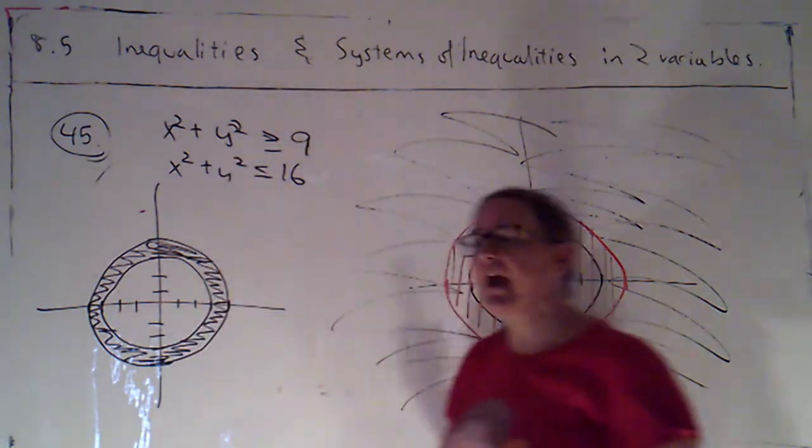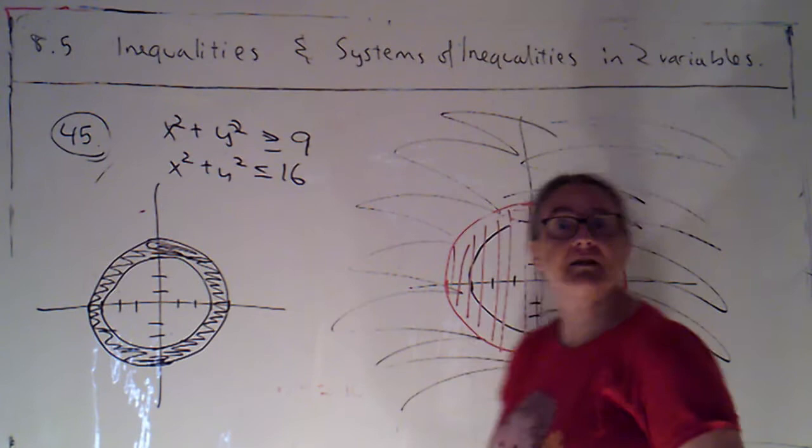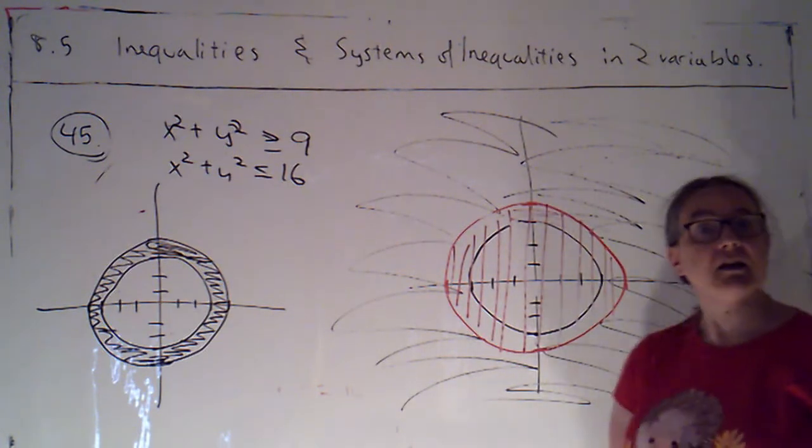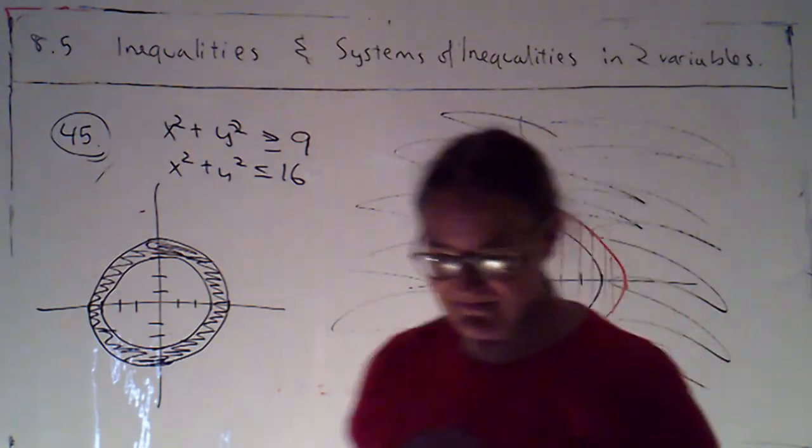So if you saw that and went straight to this, that's totally fine. If you found it easier to see by graphing them each individually, that's totally fine as well.